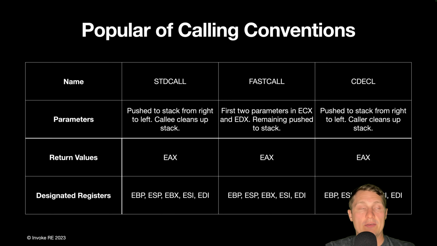And then we have the fast call calling convention, where the first two parameters are stored within ECX and EDX, and the remaining are pushed onto the stack. Like the standard calling convention, return values are set in EAX. And then in the C declaration calling convention, we have parameters pushed onto the stack from right to left, like the standard call calling convention, and then the caller, which is where the function was called from, cleans up the stack, unlike the others. And like the others, return values are returned within the EAX register.